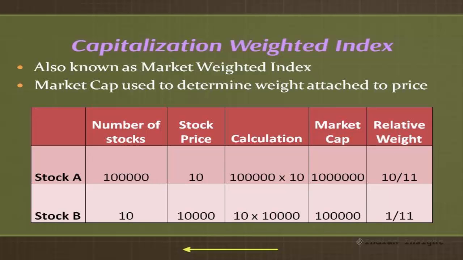In order to arrive at the weightage to be given to each stock's price, we'll divide the stock market cap by the total market cap. Hence weightage for stock A would be 1 million divided by 1.1 million, which is equal to 10 by 11. On the other hand, the weightage for stock B would be 100,000 divided by 1.1 million, which is equal to 1 by 11. So here it is easy to see that the stock with the higher price cannot simply dominate the index just because of its higher price. This addresses the drawback of price weighted index, where a stock with higher price may end up dominating the movement in the index. Hence, capitalization weighted indexes are considered to be more representative of the section of the stock market from which they have been created.